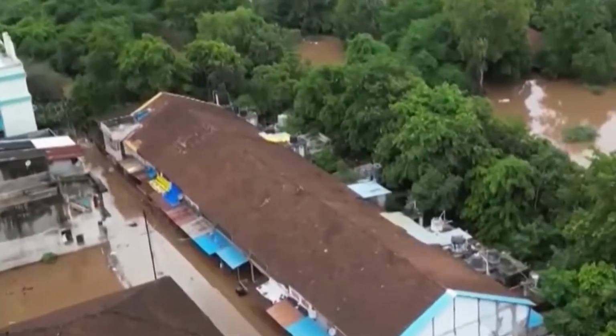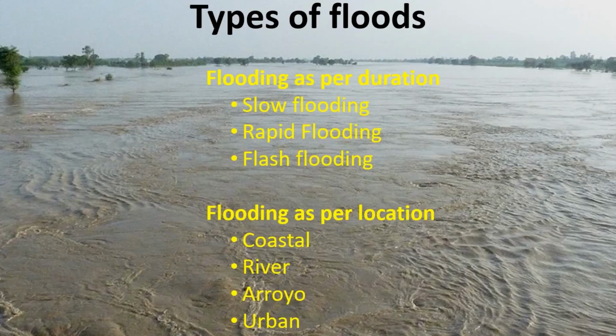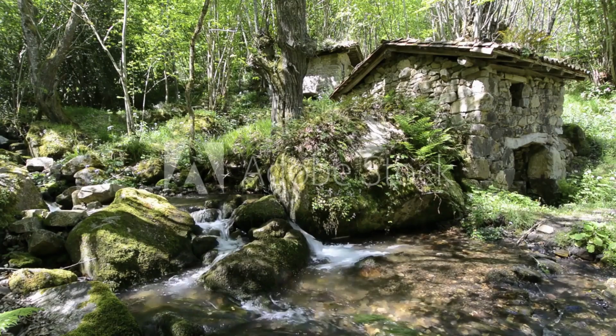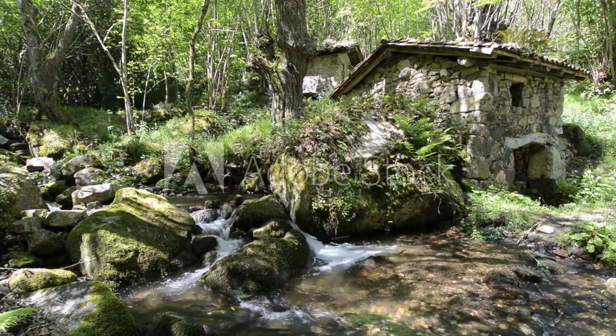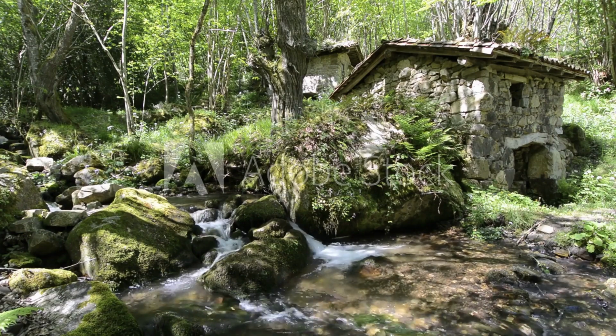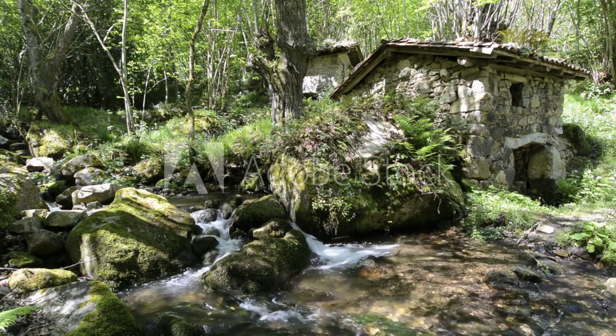Flooding can also be typed as per location like coastal, arroyo, river and urban, as the name suggests. If a flood is associated with cyclone, high tides and tsunami, it is called as coastal flood. The melting of snow or precipitation over a large catchment causes rivers to overflow, and that is called a river flood. While arroyo is a steep-sided gully formed by the action of fast-flowing water in an arid or semi-arid region, found chiefly in southwestern US.